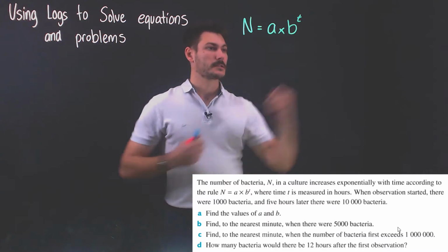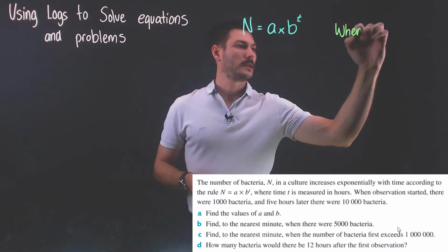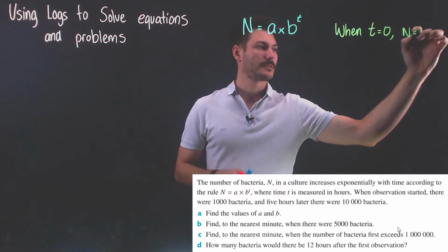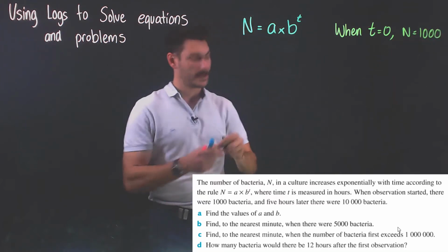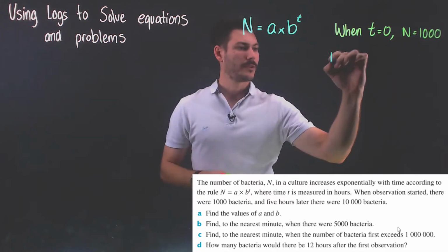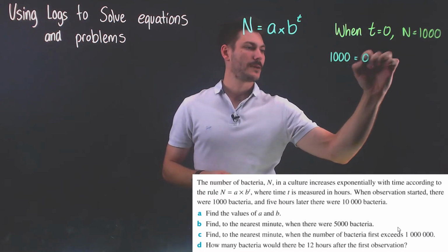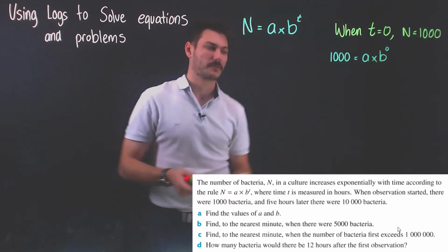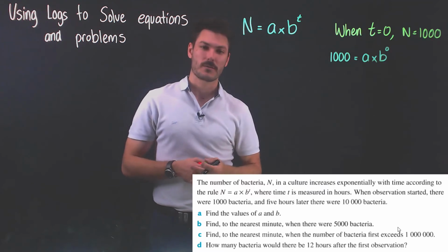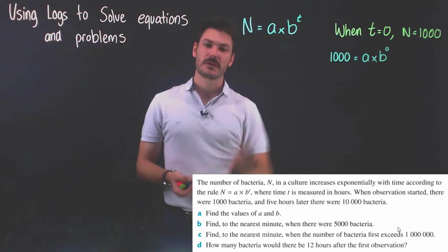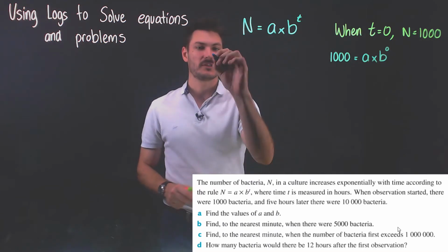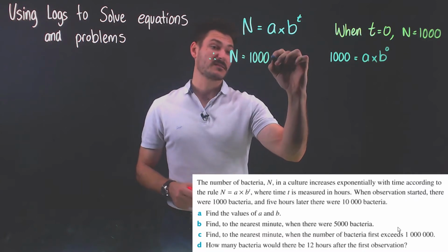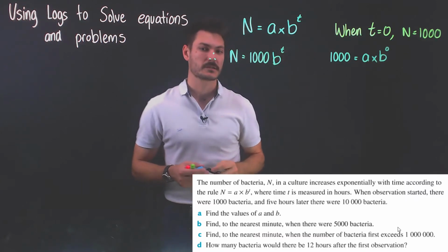Well, first things first. When T equals 0, so that's initially, it said we had 1,000 bacteria. So this capital N is 1,000. I'm going to use that condition here. And I'm going to say, well, therefore, 1,000 must be equal to A times B to the power of 0. But anything to the power of 0 is 1. So we really just have A times 1, which is just A. So A must be 1,000. And hence, I'm going to update my equation here and say, therefore, N must be equal to 1,000 B to the power of T. That's the first step there.